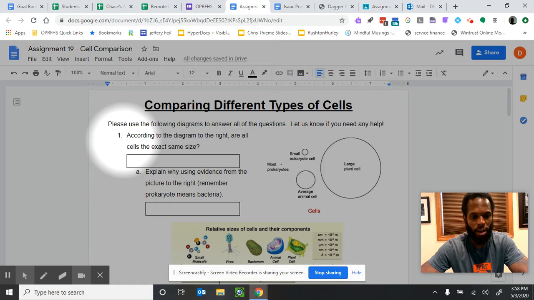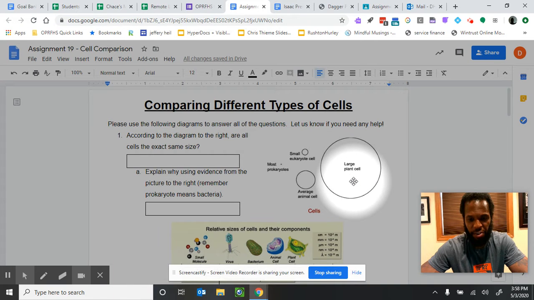Question 1. According to the diagram to the right, are all cells the exact same size? So, diagram to the right, we have a prokaryotic cell, very small. We have a small eukaryotic cell, the average animal cell, and then we have a large plant cell. These are not the actual sizes, but this is kind of to show you what the different sizes are. So question 1, are all cells the exact same size? Yes or no?